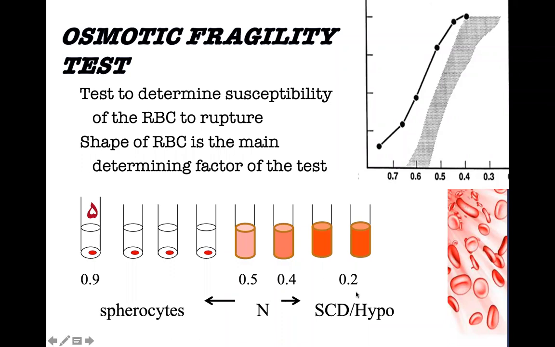which is not the case with sickle cell disease. In sickle cell disease, they would hemolyze only with hypotonic solutions. In spherocytes, even with hypertonic or even isotonic concentrations of NSS, the red cells would start to hemolyze.